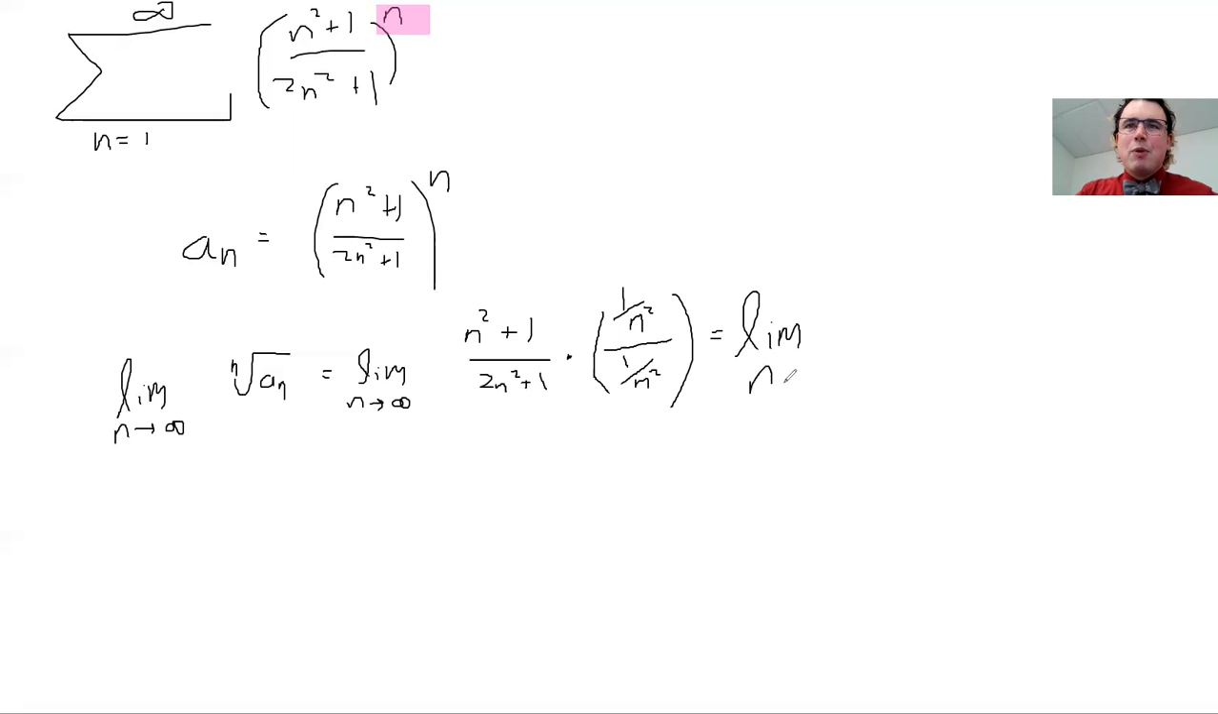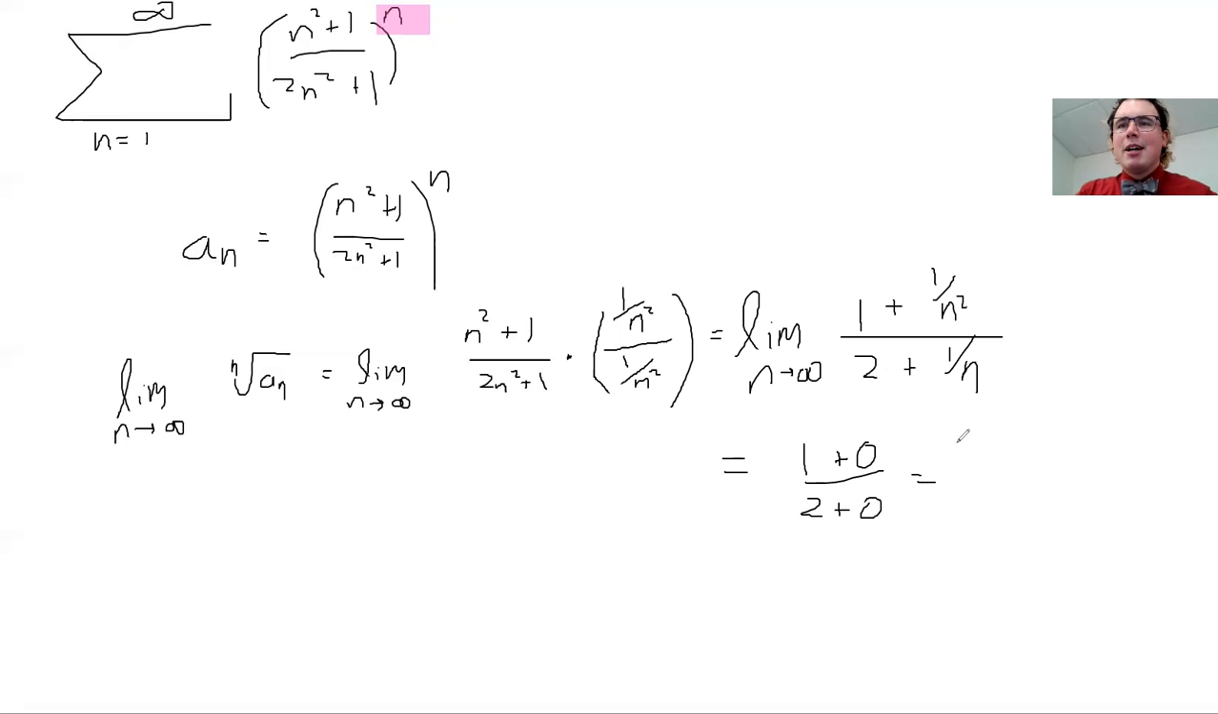And how did I know it was n squared? That's because that's the largest power that I see in my formula. So this then becomes the limit of (1 plus 1 on n squared) all divided by (2 plus 1 on n squared). And as n goes to infinity, that numerator is going to look like 1 plus 0, and that denominator is going to look like 2 plus 0, altogether 1/2. So that is the calculation I need to perform for the root test. Now is the interpretation.